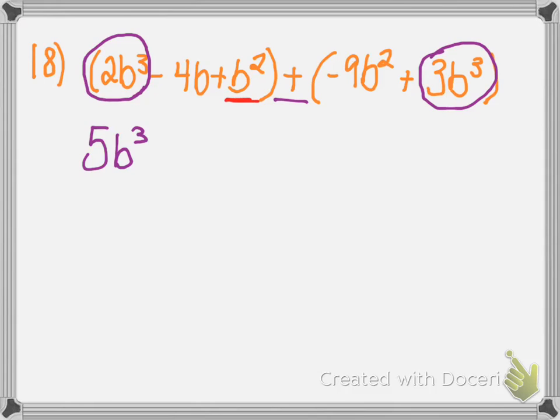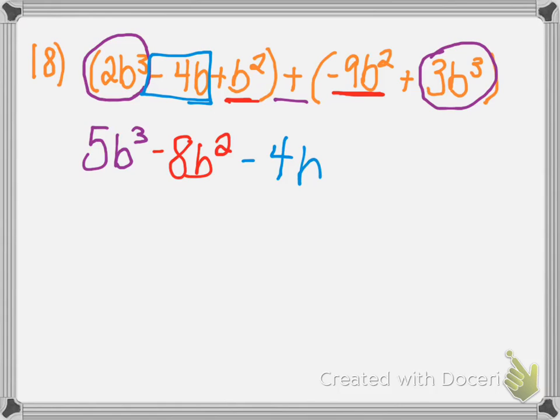Next one, b squared and negative 9b squared. So you have 1 minus 9, that's negative 8, and then again, you have b squared. Last, you have negative 4b. It doesn't go with anything, so you just bring it straight down. And then this is your final answer. If you have it written in a different order, that's fine. Just make sure your negatives are where they belong.